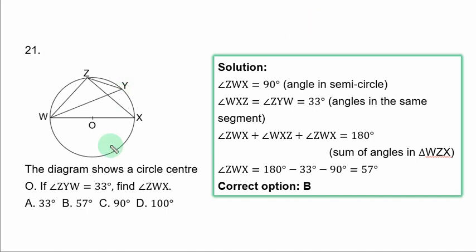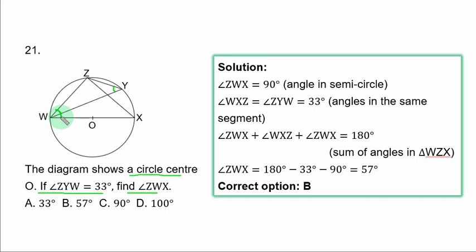Question 21. The diagram shows a circle center O. If angle ZYW is 33 degrees, find angle ZWS. So this angle is 33 degrees. You are asked to find this angle.